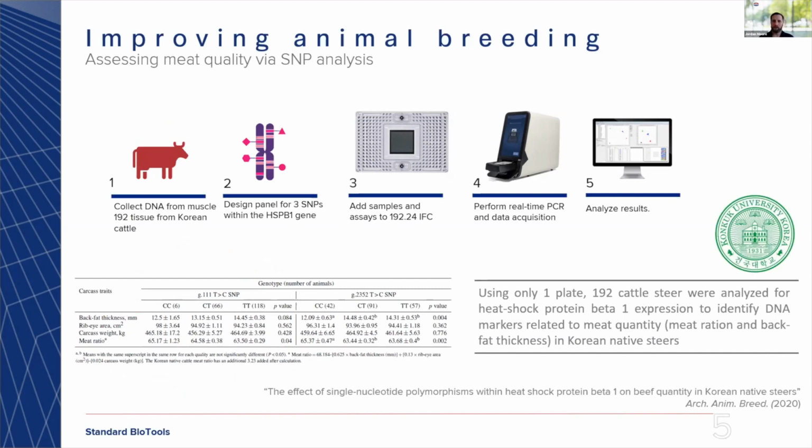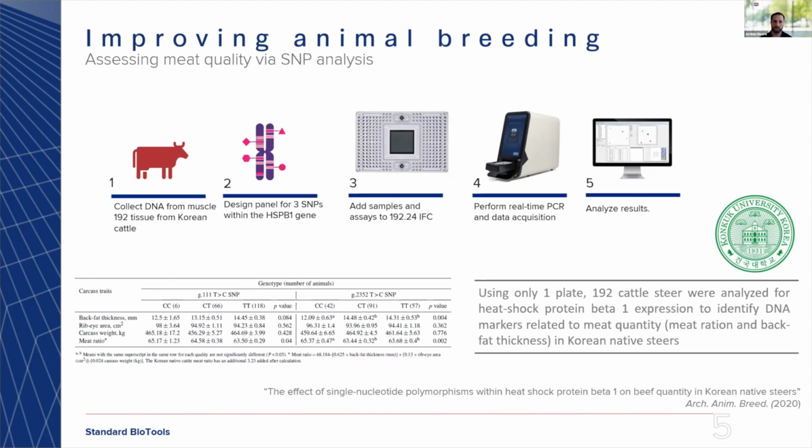This particular study out of Korea was looking at improving animal breeding, so looking at meat quality via single nucleotide polymorphism analysis, or SNPs. This was DNA from muscle tissue from 192 Korean cows. The panel was designed for 3 different SNPs within the HSPB1 gene.